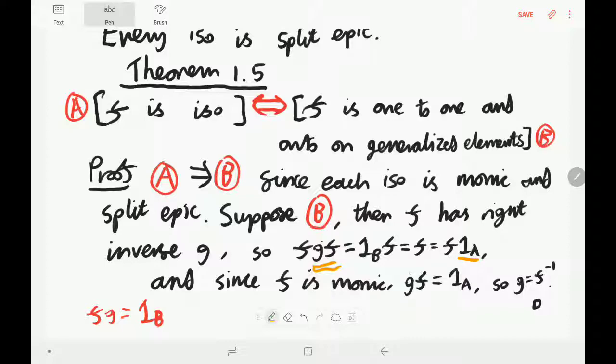So now we've got FG is 1B and GF is 1A, so we can properly write that G is actually the inverse of F, or G is equal to F to the power of -1. That's what it denotes. And that means that F is an isomorphism.